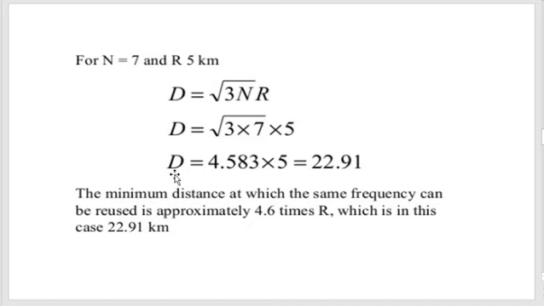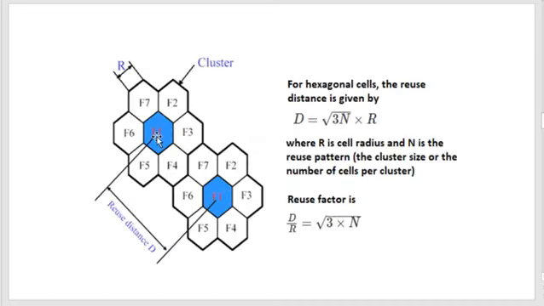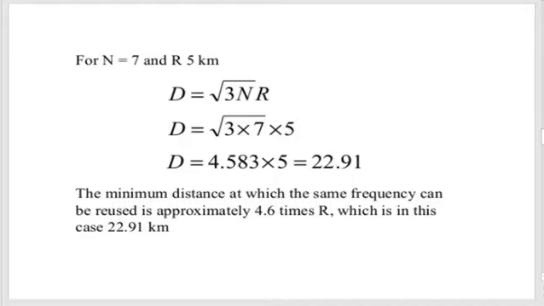So the distance has come to 22.91 and, at any cost, this distance should not go below 22.91. If it goes below 22.91, we say that the engineer has not designed the system properly. So the frequency reuse concept comes with a stipulation that you should follow the frequency reuse distance, and the distance is given by this formula. And this is called the reuse factor. So here basically we are comparing the distance in terms of the radius.